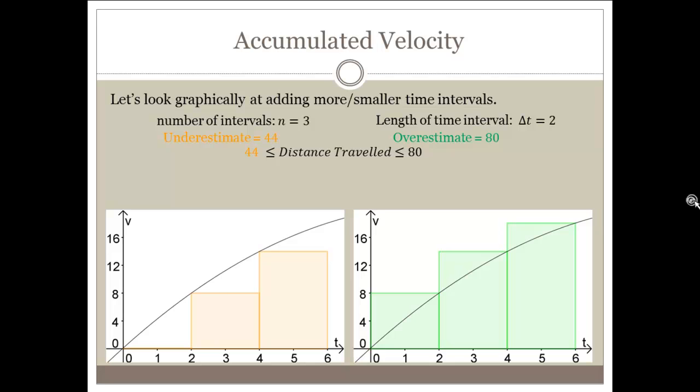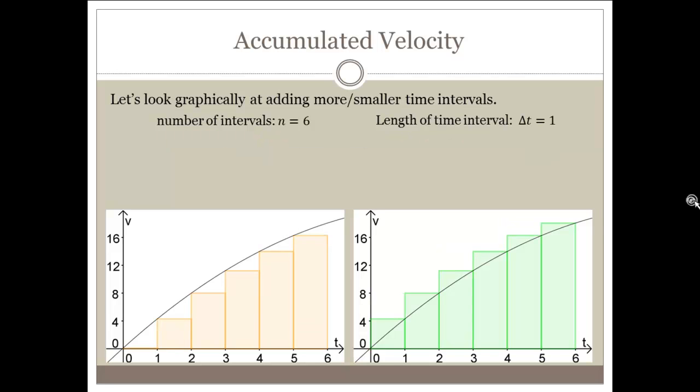We then improved on this by changing the number of time intervals to 6, making them each 1 second. Here we found that our underestimate was 54 and our overestimate was 72. So we could conclude that the distance traveled was between 54 and 72 feet.